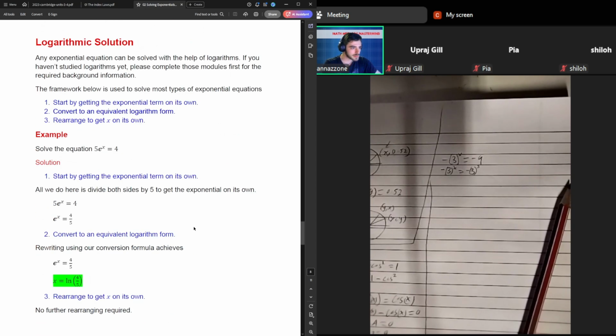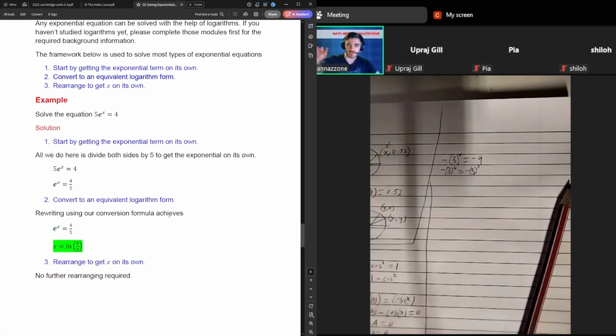Yeah. Last bit would be logarithmic solutions. This always works if you have just a single exponential to worry about. The gist of what you do here is you just convert to log. So the easiest way I know to do this is to start by getting the exponential specifically on its own. So in this case, it would mean dividing both sides by 5. And then lastly, once you have that exponential on its own, you just flip the terms around as required by the logarithm conversion, which I will show you in a second.